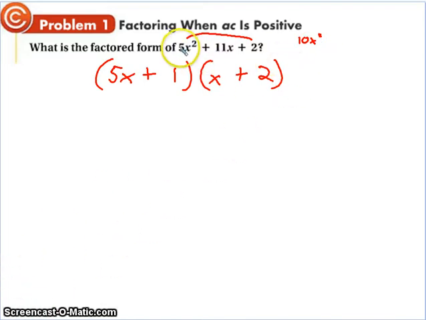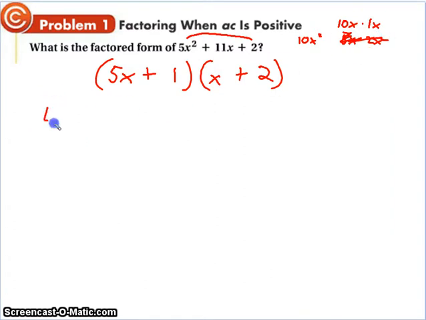Okay, so we take the ax squared and the c, and we multiply them together. And we need to find out what numbers multiply together to give us 10x squared. Okay, so I'm going to have 10x times 1x, or 5x times 2x, okay? But when we add them together, we should get 11. So this one only gives us 7, so that's not it, okay?